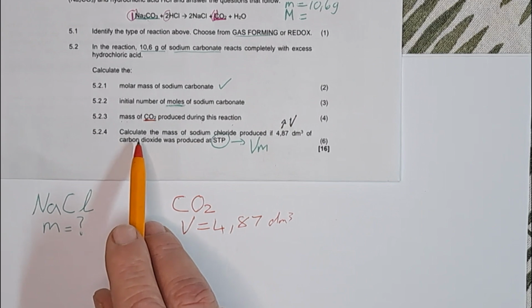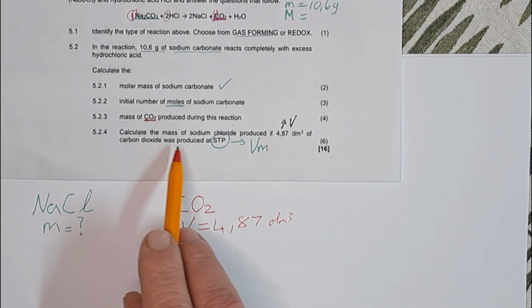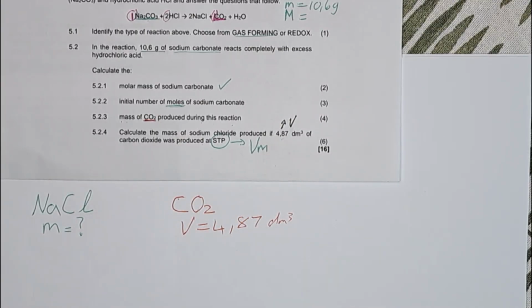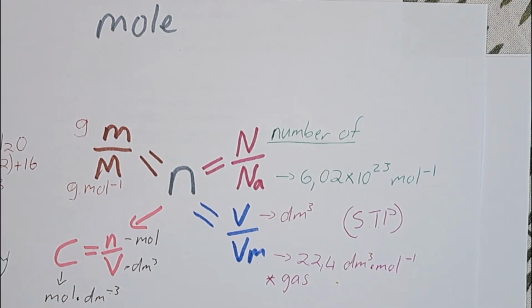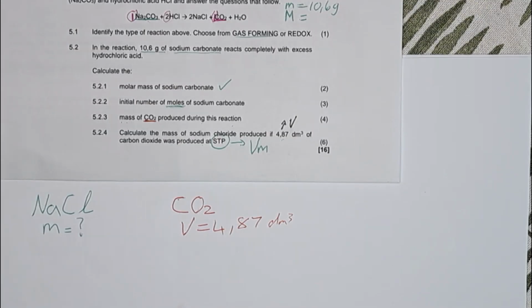Okay, let's start over. Calculate the mass of sodium chloride produced if 4,87 cubic decimeters of carbon dioxide was produced at STP. STP, as you can see, I already wrote it there, means we can use molar volume. So if you can remember from this video, we use molar volume when they say STP, and then we can use a constant number that you get on the formula sheet for molar volume. And there's also a little formula we can use: mole equals volume over molar volume.